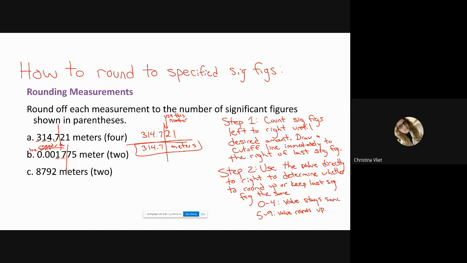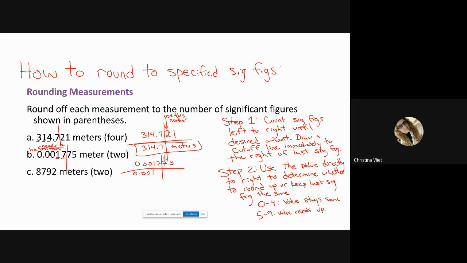Those zeros, even though they're not part of the measurement, they need to be written because they're telling you how small your measurement is. They are there to indicate how small this measurement is. So now that I know 0.001775, there's my cutoff line. I know I write the 0, I know I write the 001, and you have one decision to make. Does the 7 stay a 7 here, or does it turn into an 8?